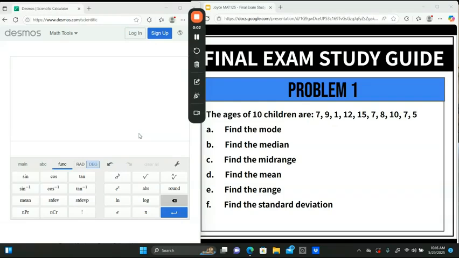Hi everyone, in this video we're going to be working on the problems in the final exam study guide. So let's get started here. The ages of 10 children are the following.